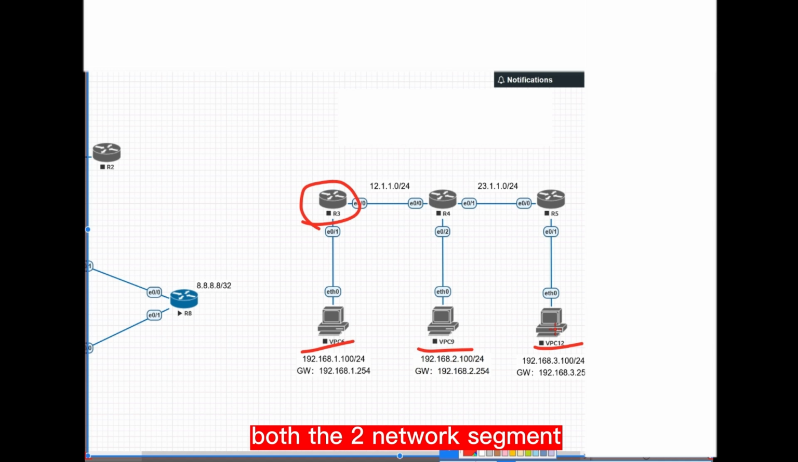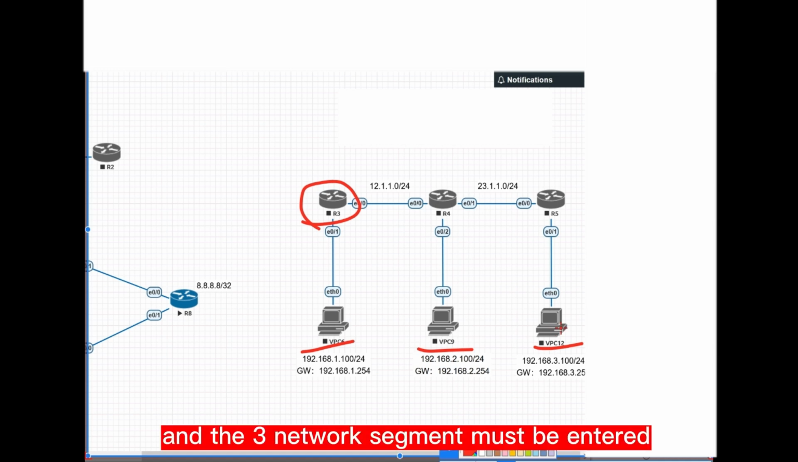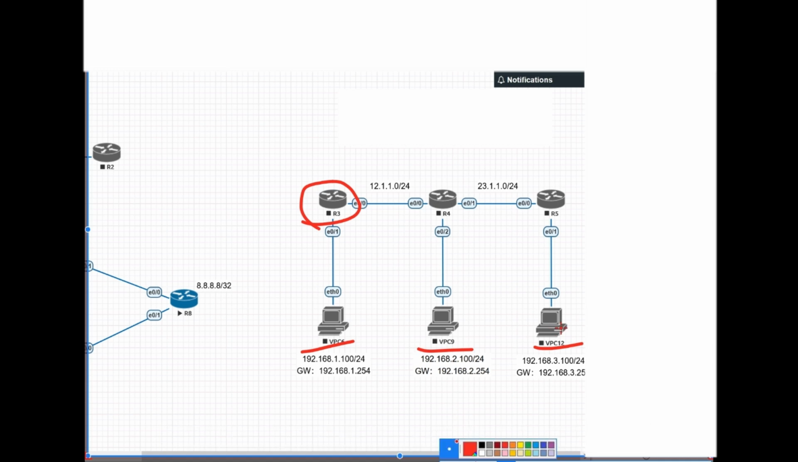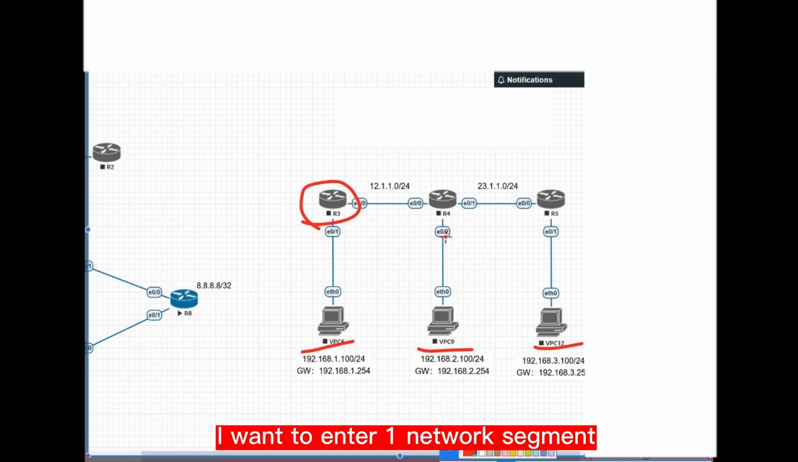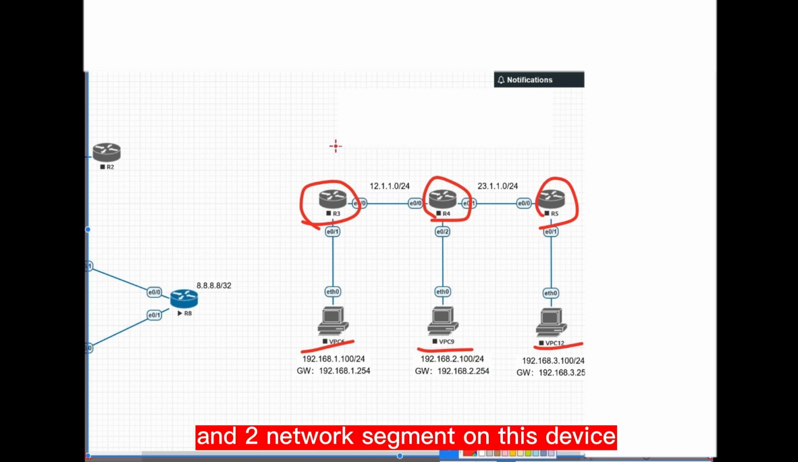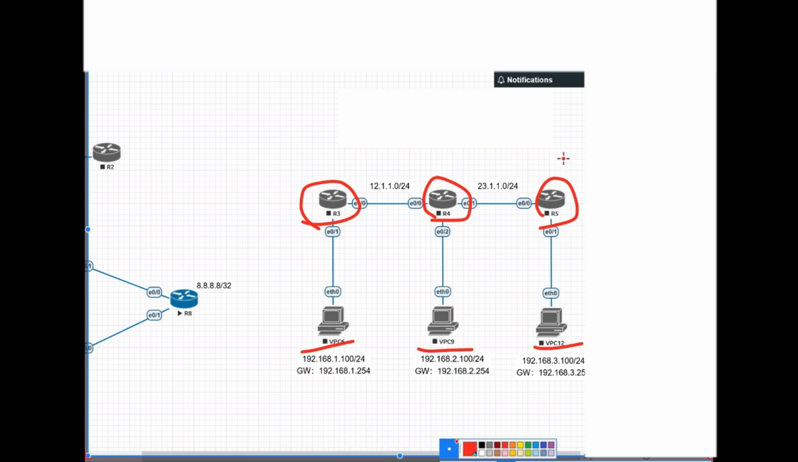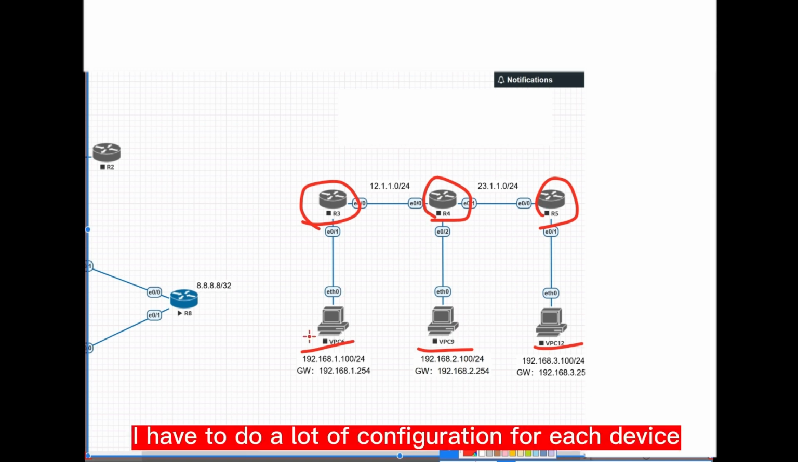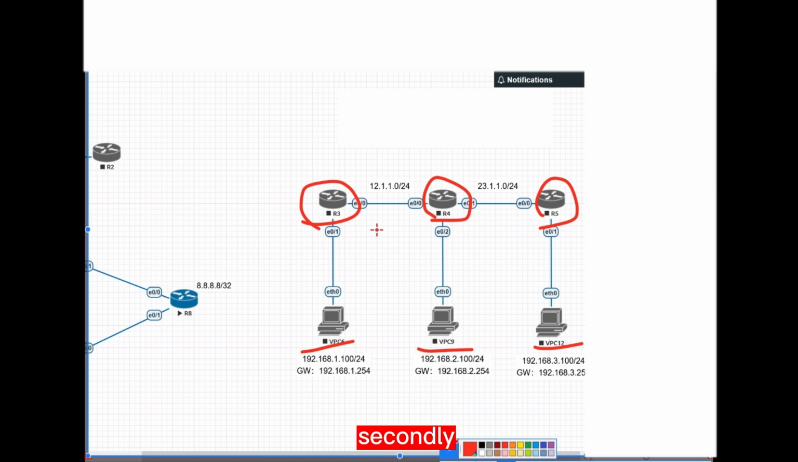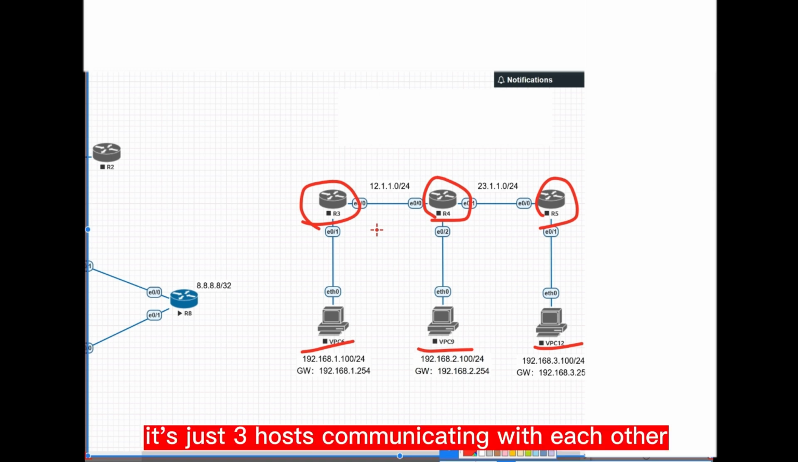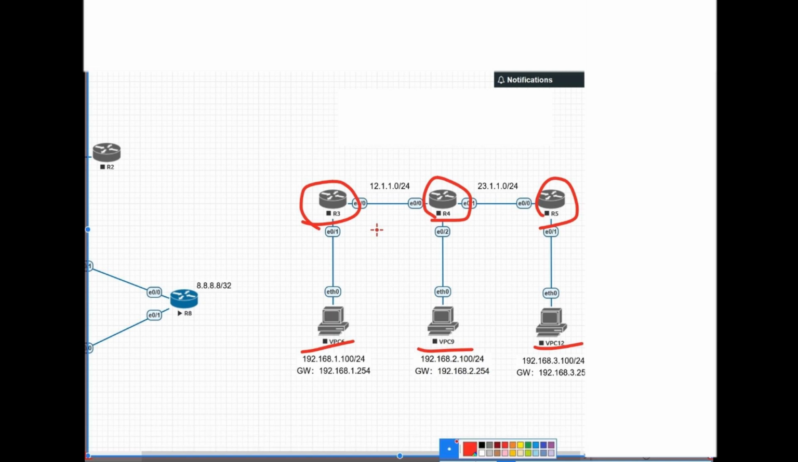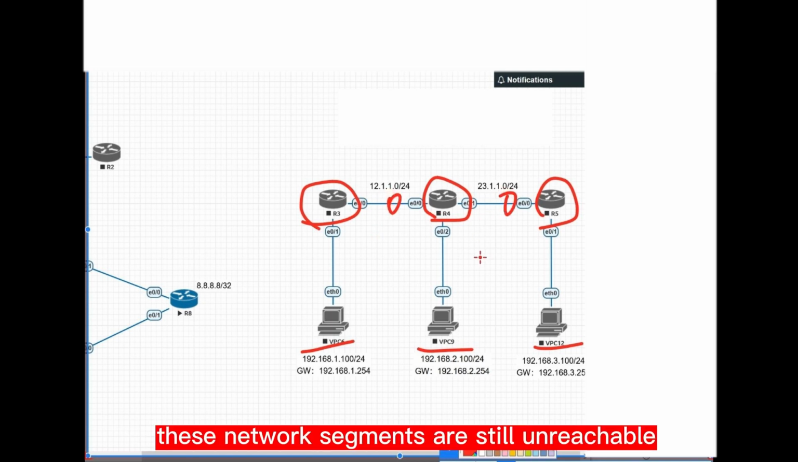Both the 2 network segment and the 3 network segment must be entered. I want to enter 1 network segment and 3 network segment on this device. Enter 1 network segment and 2 network segment on this device. You will find I have to do a lot of configuration for each device. Secondly, after configuring, it's just 3 hosts communicating with each other. These network segments are still unreachable.